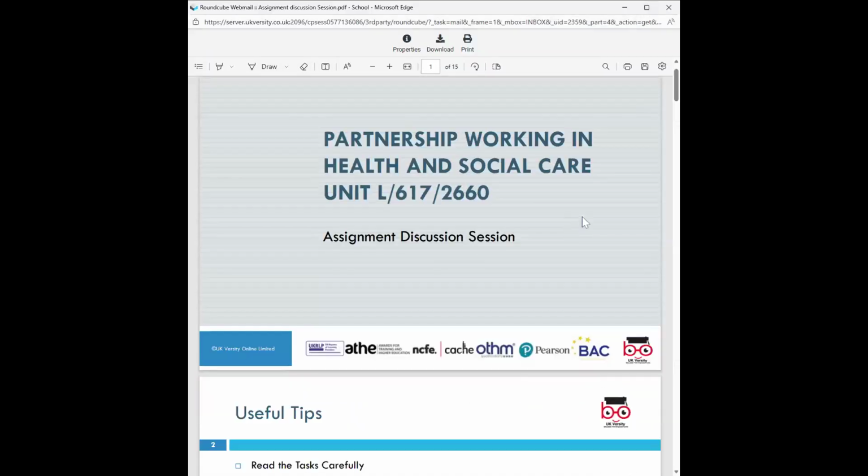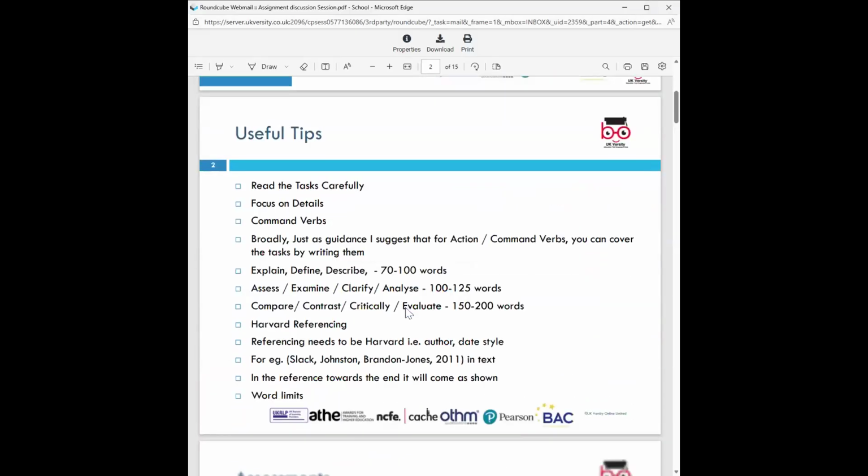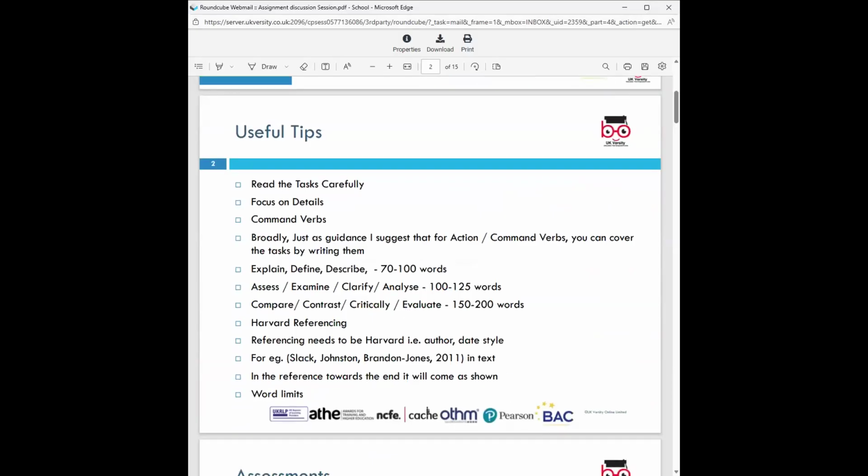So this is the assignment discussion. So this is what is expected of you in that assignment. So you need to make sure you're sticking to all the deadlines, and you need to make sure you are on top of things when it's doing the assignment, okay? So useful tips: read the tasks carefully, focus on the details and command verbs, use as guidance, define, explain, describe 70 to 100 words. Your assignment is 3,000 words, okay?